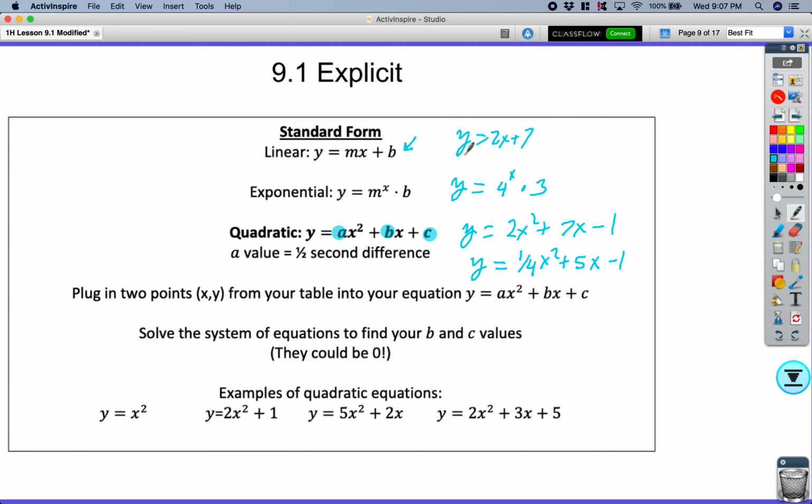So let's actually figure this out. We have the list of instructions here, and it says first we always find the a value. When I'm writing the explicit form, basically standard form for a quadratic equation, we need to find the a value first. To do that, it's just 1/2 of the second difference. From there, you choose an x and a y, or an x and an f of x, and plug it into your equation, and then you use substitution or elimination to solve for b and c. So let's go ahead and look at this.